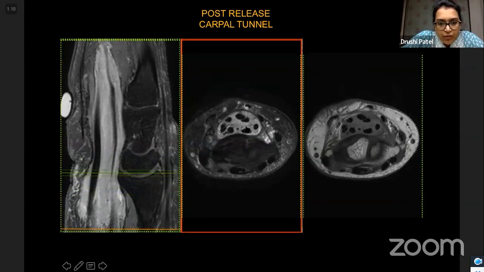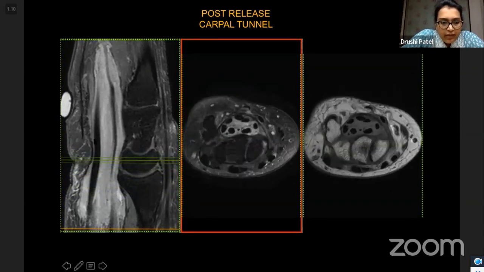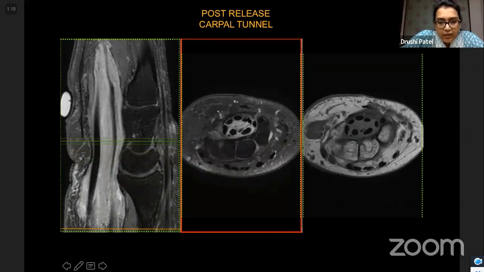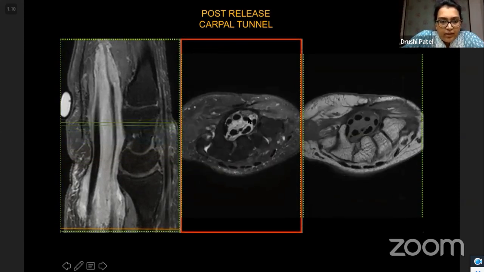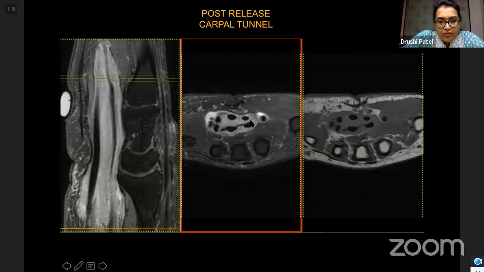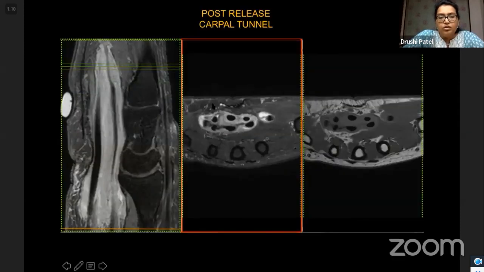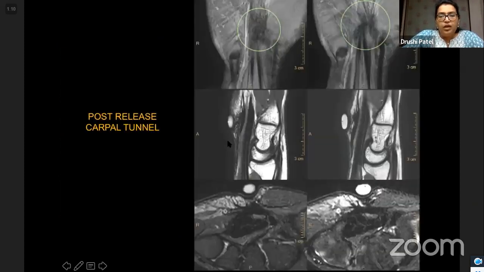Now we move forward. At the level of the retinaculum, this is the flexor retinaculum, the median nerve is markedly compressed. And where the flexor retinaculum finishes, at that level, you can identify the median nerve further dividing into its branches. But the presence of flexor tenosynovitis is the contributing factor for persistence of complaints. Another case where carpal tunnel release was done.